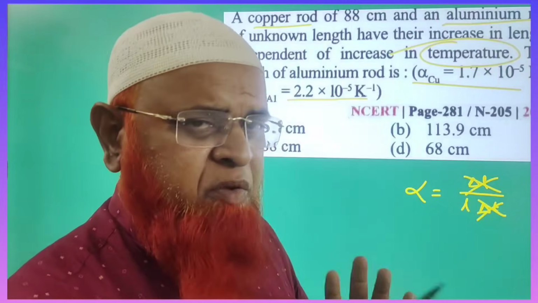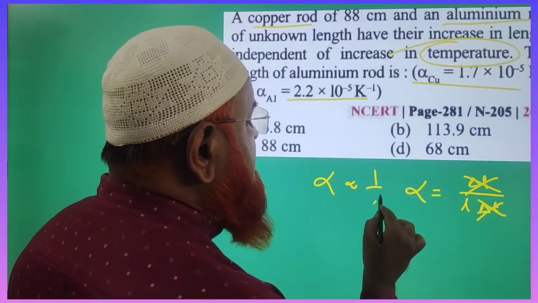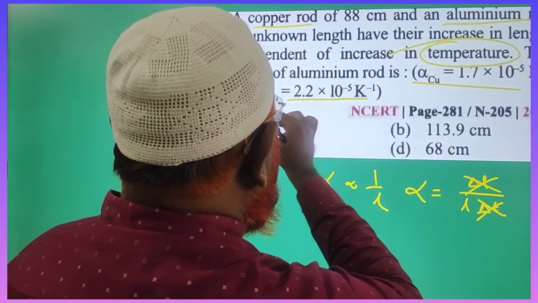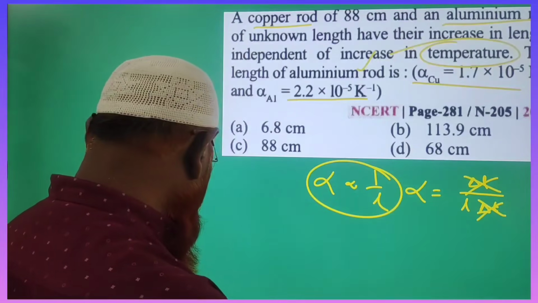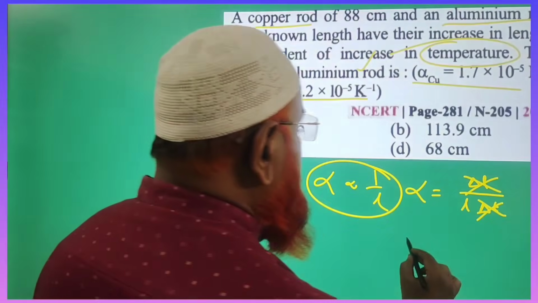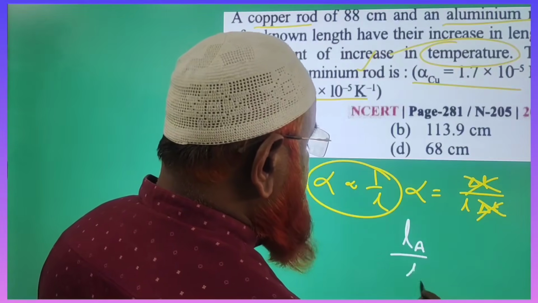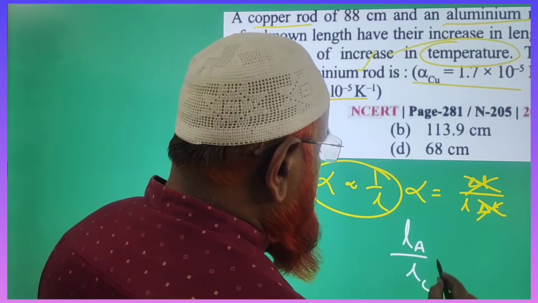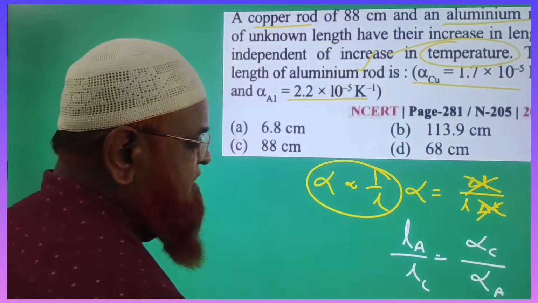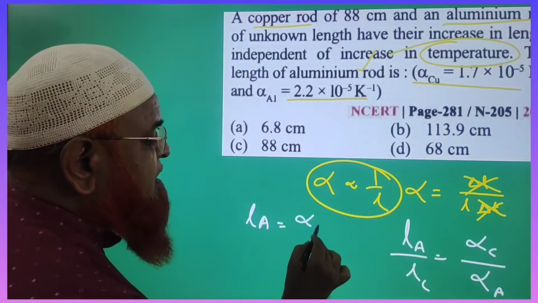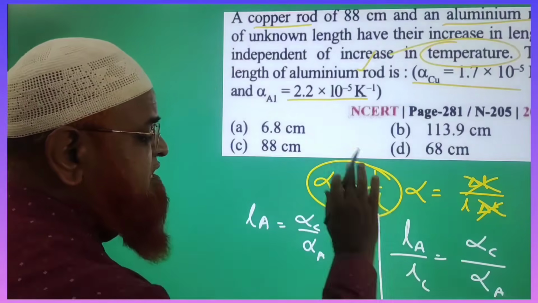Then if these two are going to be constants, what is left now? Only alpha is inversely proportional to length. And it is asking us to find out the length of the aluminum rod. This is an inverse relation. Then length of aluminum divided by length of copper is equal to alpha of copper by alpha of aluminum. That means length of aluminum is nothing but alpha of copper by alpha of aluminum into length of the copper.